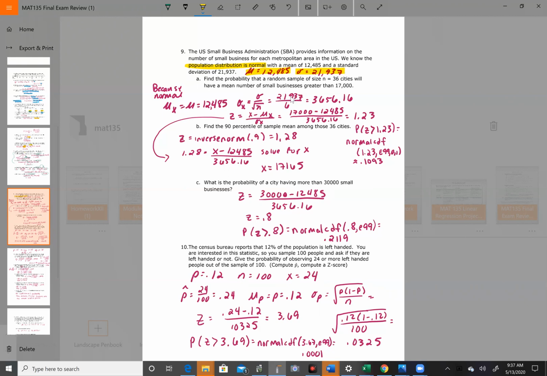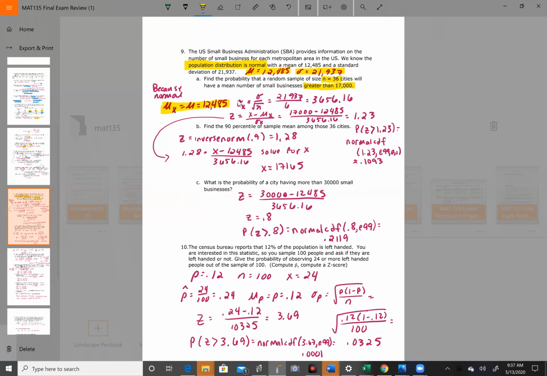Find the probability that a random sample of size n equals 36. Oh, and I had highlighted also that the population distribution is normal, which means we can do all of our math correctly. So n is 36, and find the probability that a random sample will have a mean number of small businesses greater than 17,000. So because it is normal, we can keep the mean. The mean's going to stay the same.